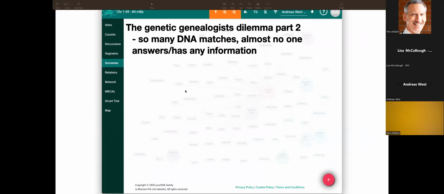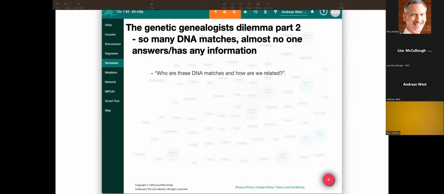And I don't know how it is with you, but my experience is that those people that answer usually have no information somehow, or are not triangulating in the end, right? So they're very interested to find out the common ancestors. But at least for me, it might be that the ancestor is too far out, more than 500 years ago, and I can't really do anything about it.